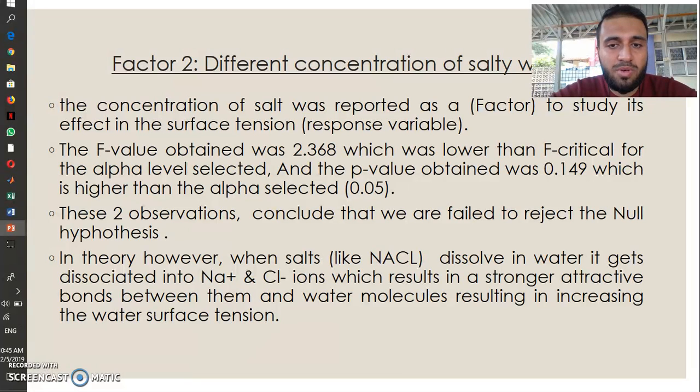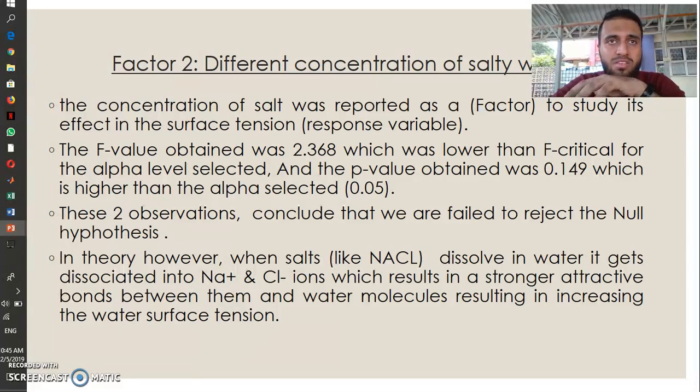The F value obtained was less than the F critical, and another observation is that the P value was much higher than the selected alpha, which was 0.05. From these 2 observations, we can conclude that we fail to reject the null hypothesis, and that the actual mean for every salt water concentration is the same.